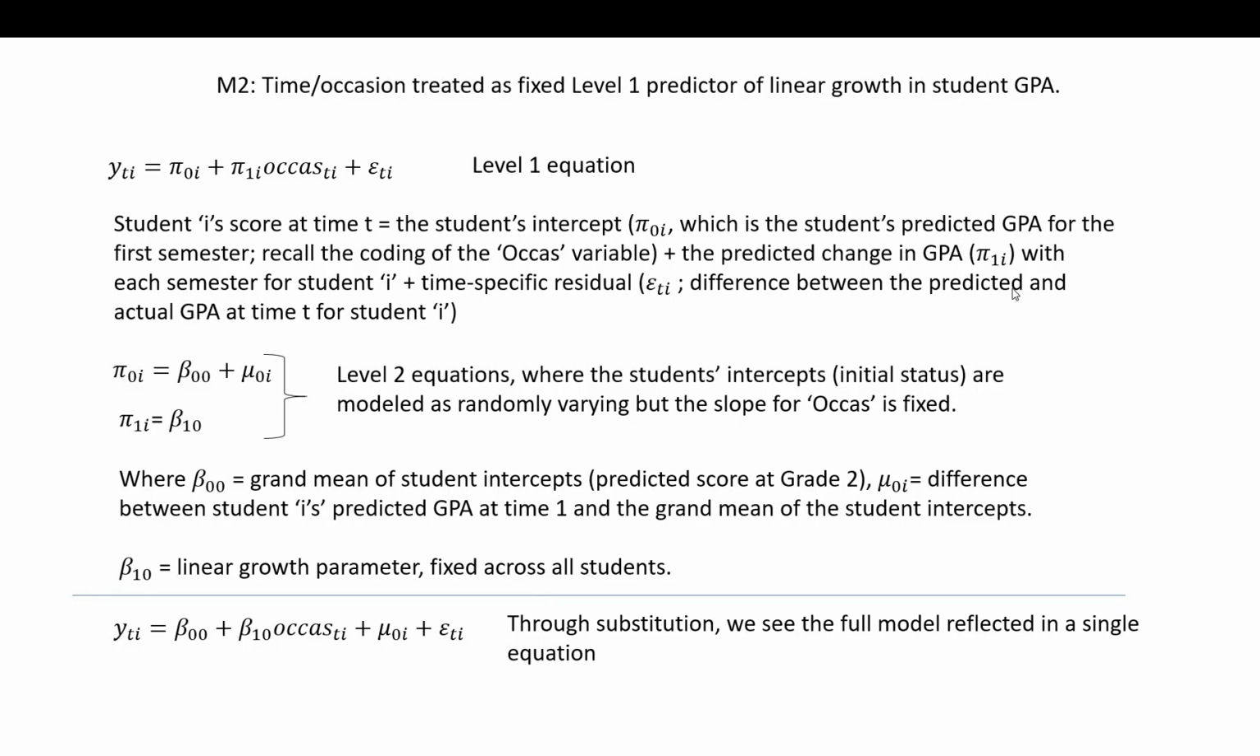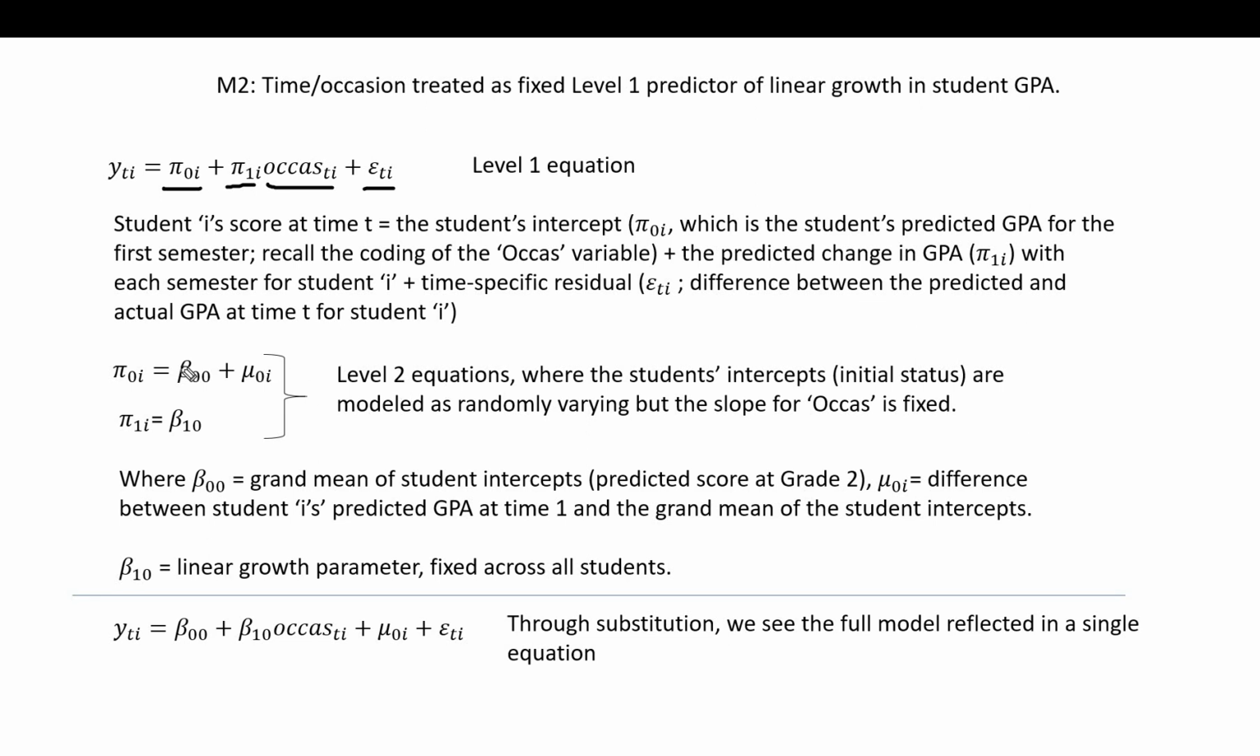Okay, so for our next model, we are going to be incorporating occasion as a fixed predictor of students' GPA. Now, occasion, remember that the initial measurement occasion is coded 0, which helps us to interpret the intercept a little bit differently from what we had before. In this particular model right here, the intercept would be student i's initial status with respect to GPA. Then you've got the regression slope for the occasion variable, which is the pi 1i as given, and then you've got the level 1 residual that's given right here.